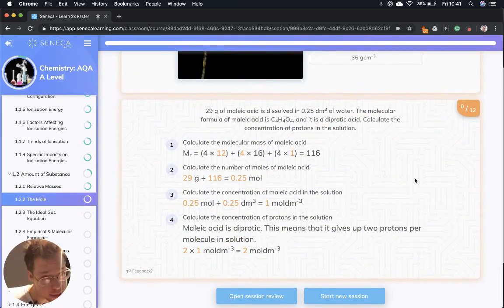It's not so bad, is it? So I hope this was useful. I hope you are feeling confident about moles.